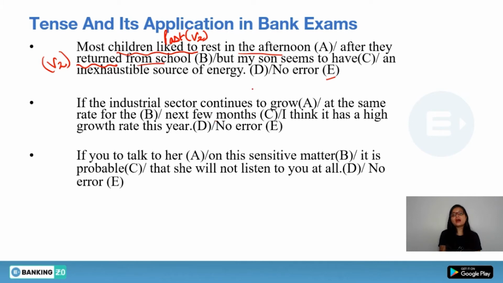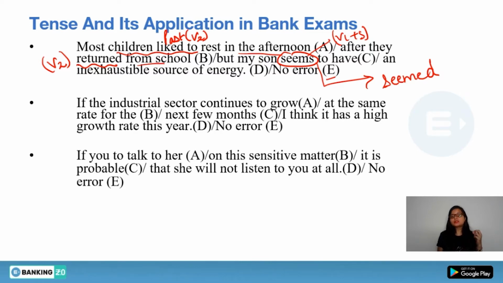But my son seems to have: seems is V1 plus S, which means it's talking about present indefinite tense. If we connect two or more situations or actions, generally we see they are in the same tense or at the same time. The whole sentence, the whole incident, is talking about the past, so we cannot use seems here. This is very simple. We need to use seemed here, that is V2 of seem: but my son seemed to have an inexhaustible source of energy.